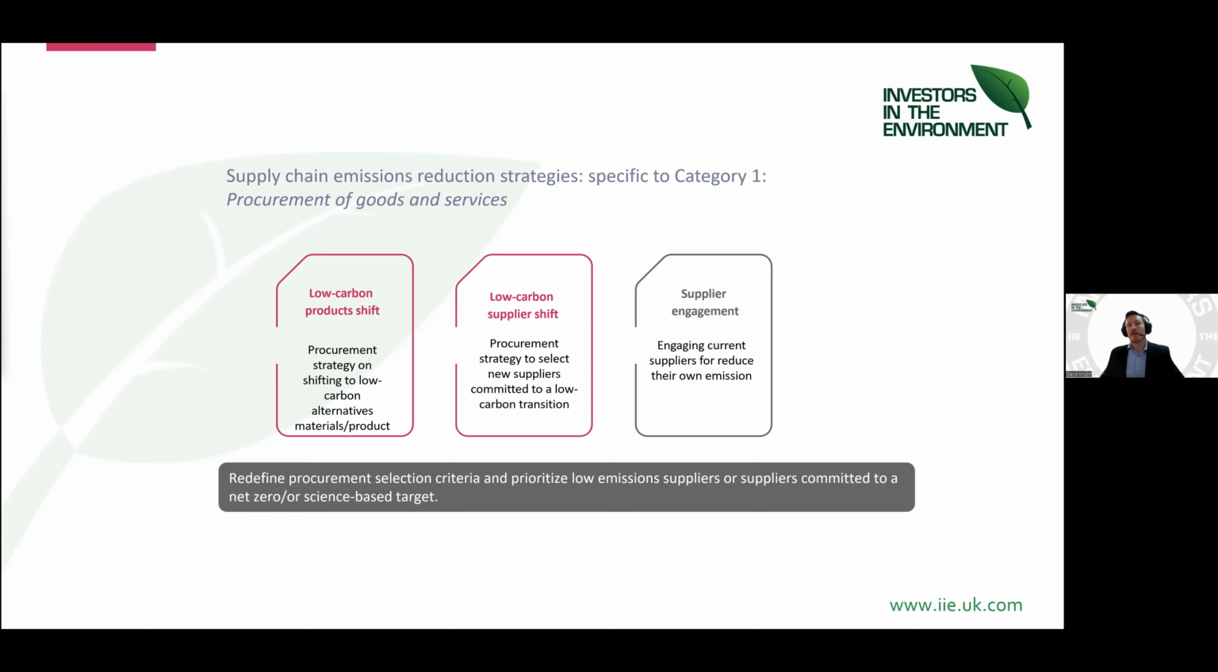So we've taken category 1, we've looked at what we have, and we've thought about what different options are available to us. We can either shift the product, shift the supplier, or engage with the supplier and improve them overall. And then from that, we work out what's the best route for us to take to start to improve information, to start to drive down these reductions that we need as well.